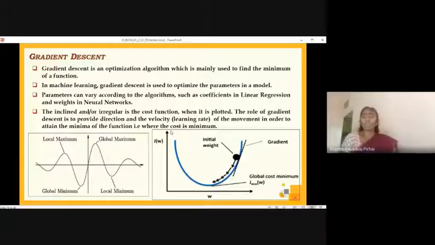So now I'll come again to the first point. Gradient descent is an optimization algorithm which is mainly used to find the minimum of the function. If you take the cost function, it is going to give you information about the minimum point with which we can manage the model for the best optimal solution. In machine learning, gradient descent is used to optimize the parameters in the model, and parameters can vary according to the algorithm. As I told you about the coefficients of linear regression, the weights of the neural network that we will be discussing tomorrow.